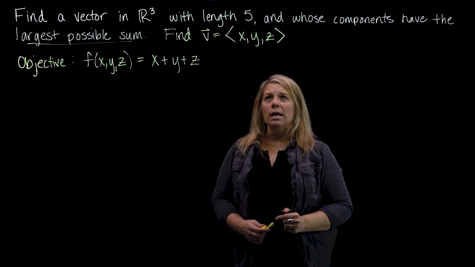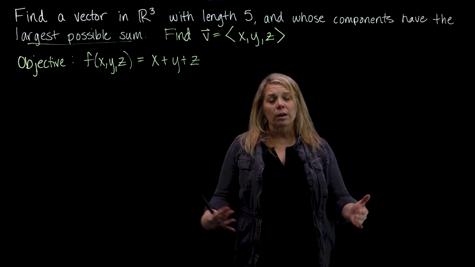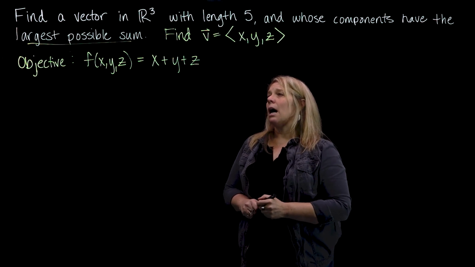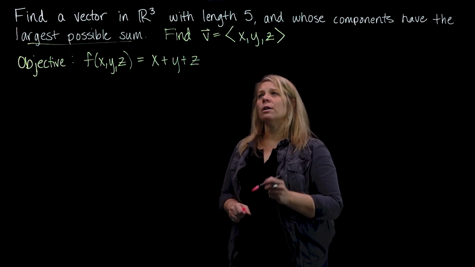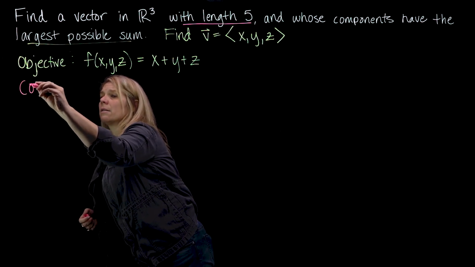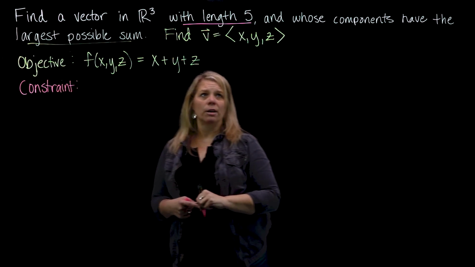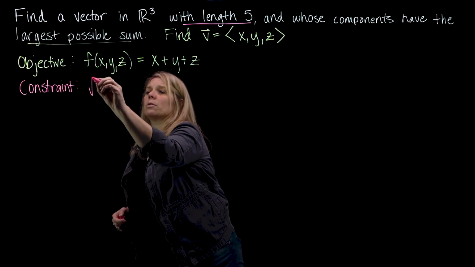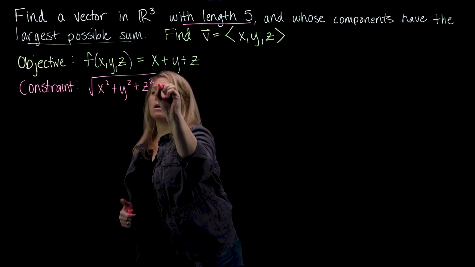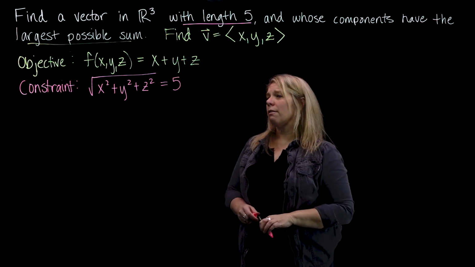And then the other part of a constrained optimization problem is identifying what is the constraint. So there's some kind of restriction, and you need to express that as an equation, also involving your variables here. So I need this vector to have length 5. So the constraint has to do with the magnitude of a vector. So the magnitude of this vector would be square root of x squared plus y squared plus z squared. I want that magnitude to be 5. So that's the restriction, length 5.